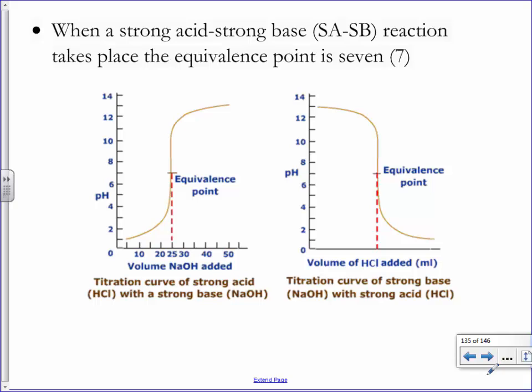Once the guy gives away the proton, once the guy takes the proton, are they going to want to change back to where they started? If you are strong, no, you don't. Because by definition, that's why we call them strong. They're called strong because they don't reverse their reactions.